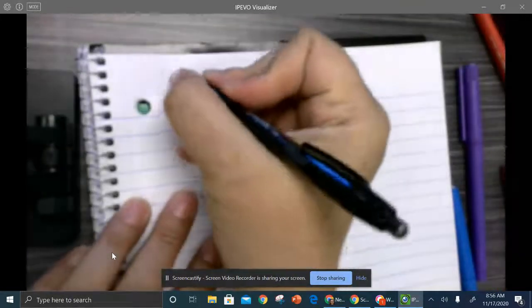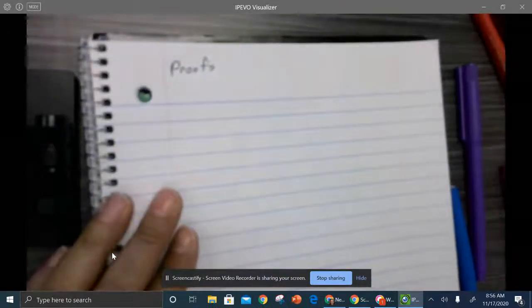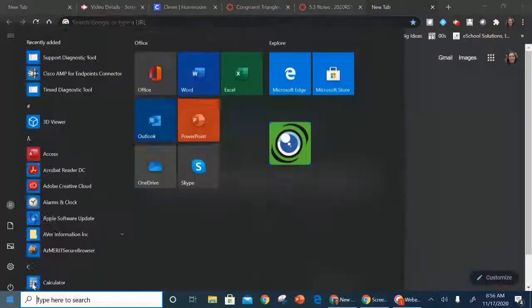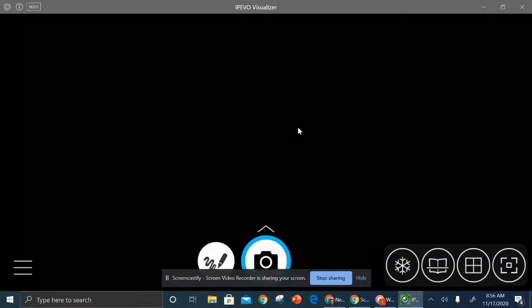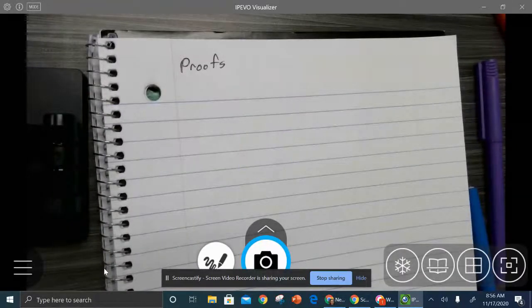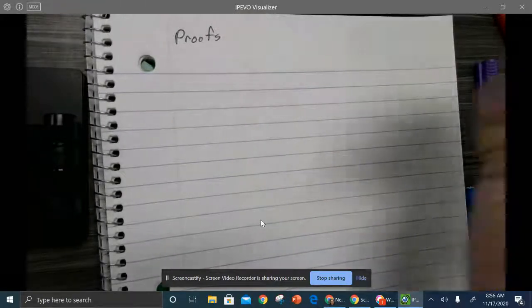Okay, so we are going to work on proofs involving congruent triangles. See if we can get this to focus. So I'm going to have to go back into this again. There we go. Okay, so proofs involving congruent triangles.